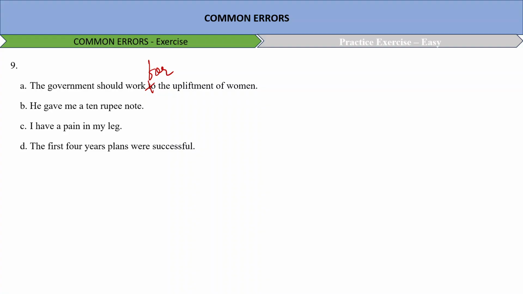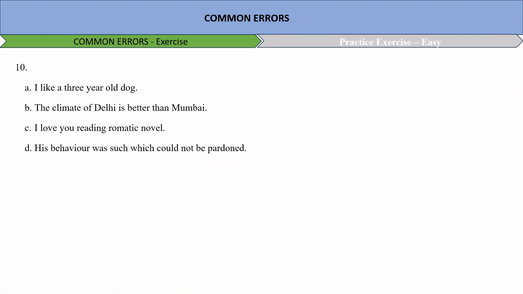Then he gave a 10 rupee note. He gave me a 10 rupee note. Don't have to emphasize on me. He gave a 10 rupee note. Simple. This is correct. The first 4-year plans. Remember, the government has 5-year plans. So the first 4-year plans.